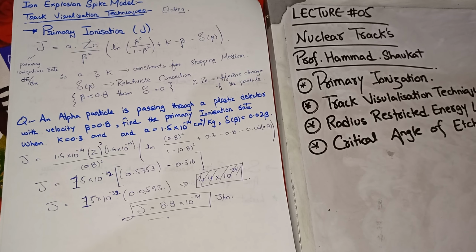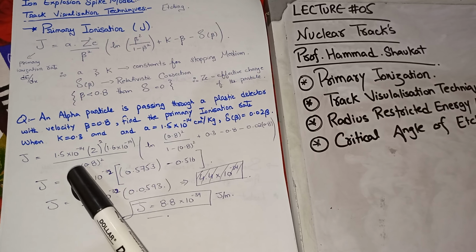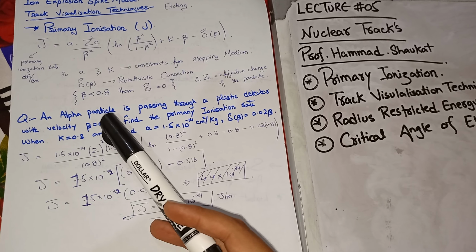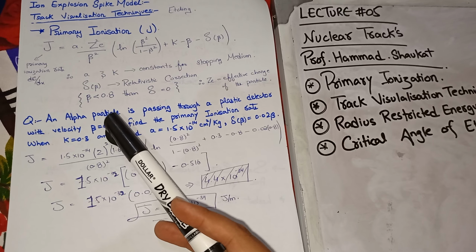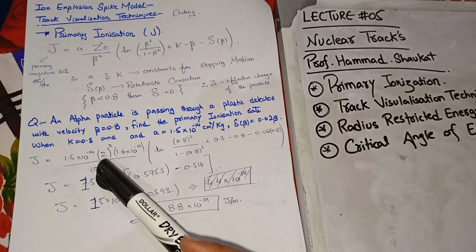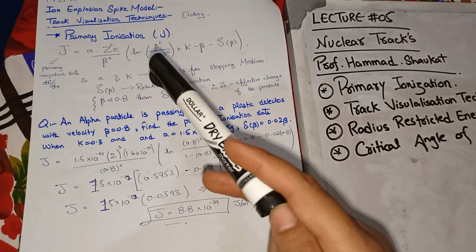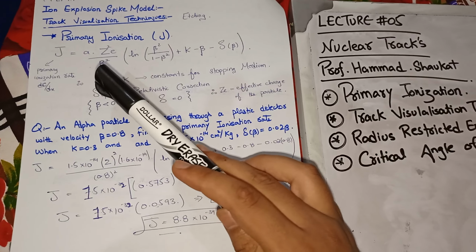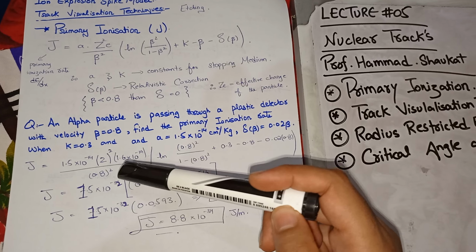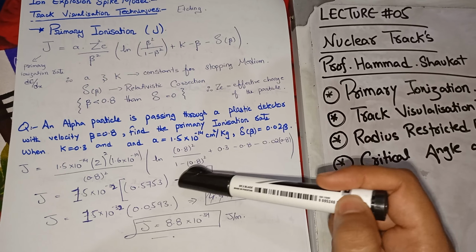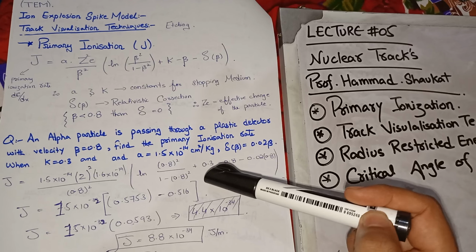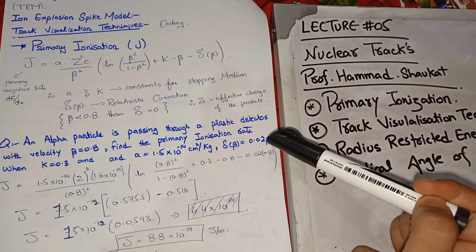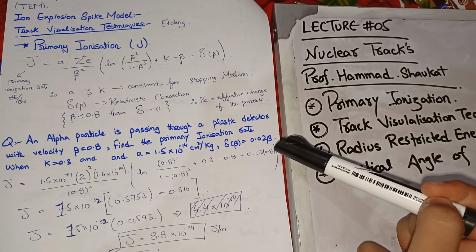As you know, the formula for the primary ionization is A, which is given, times Z. Because it is an alpha particle, its Z number is 2, and this E comes from this E. Beta is also given, 0.8. So 0.8 squared, ln of beta squared divided by 1 minus beta squared, plus the K value, minus beta, minus the delta value. The delta value is already given, 0.02 beta, and the beta value is 0.8.